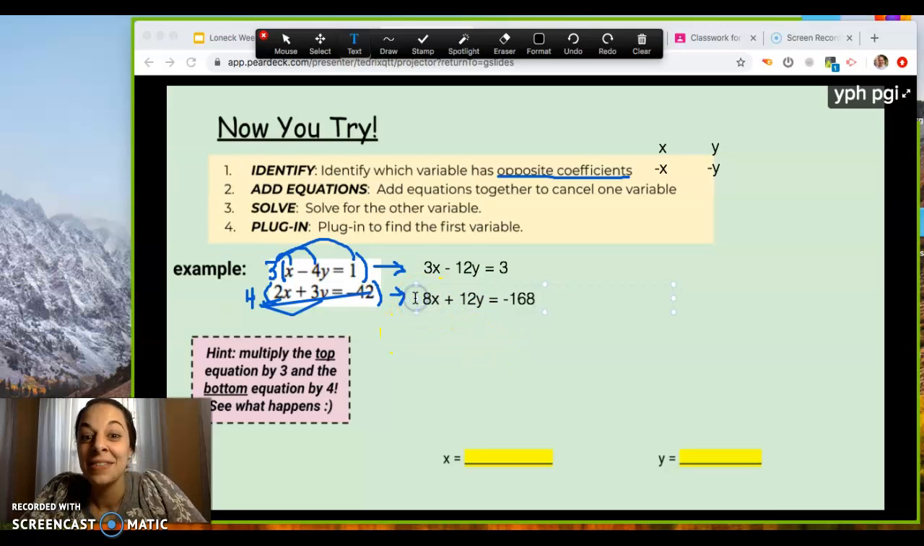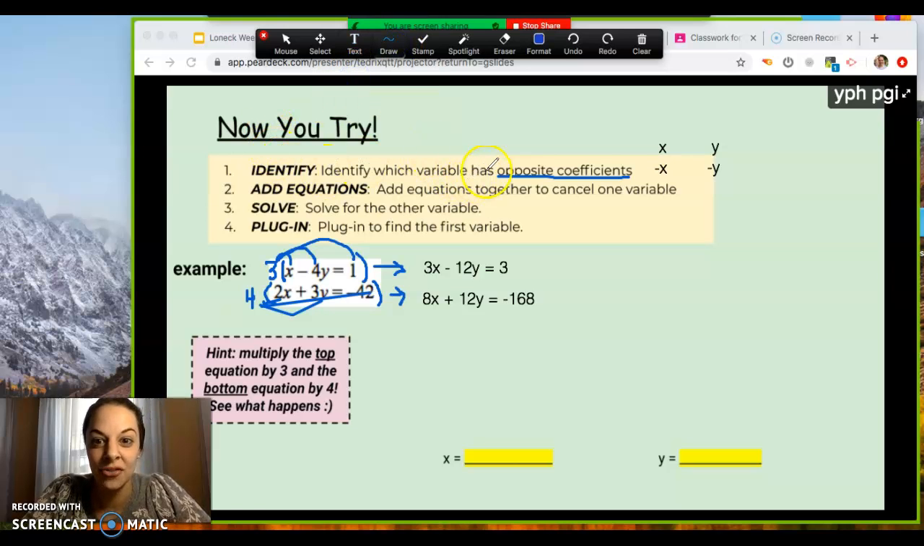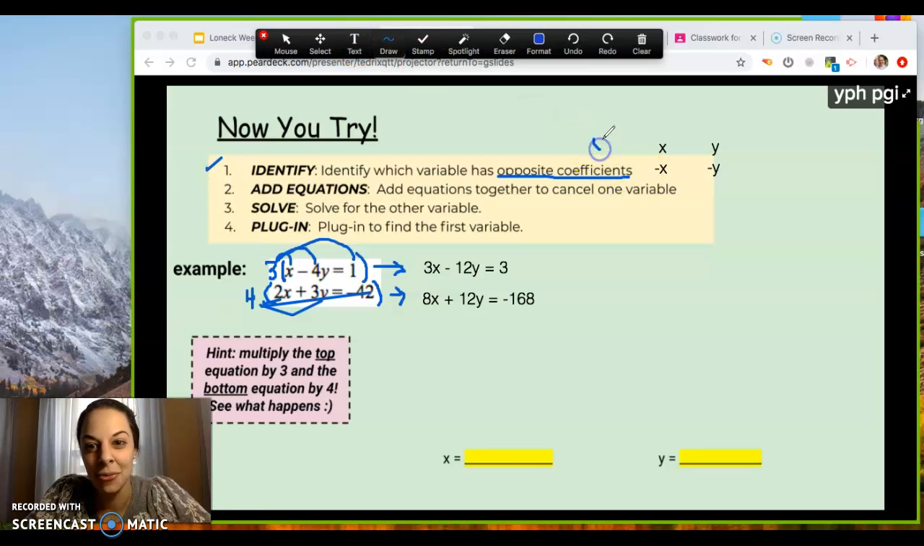All right. Hopefully, if you look at these new equations, now that we've multiplied them out, you might notice something interesting is going on with the y's now. We've met the criteria that we need in order for something to get canceled out. So now we can do step 1, identify which variable has the opposite coefficient. After we did that multiplication trick, the y's are the opposite coefficient. So step 1, done. The variable that has the opposite coefficient is my y.